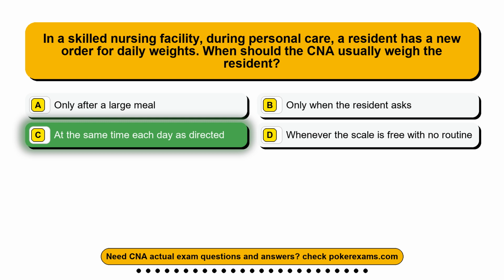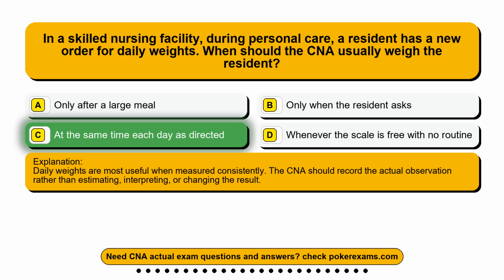The correct answer is option C. At the same time each day as directed. Daily weights are most useful when measured consistently. The CNA should record the actual observation rather than estimating, interpreting, or changing the result.